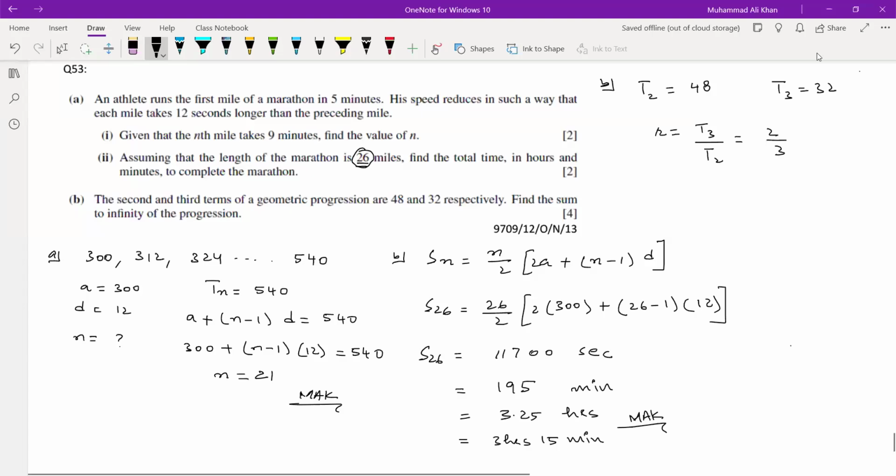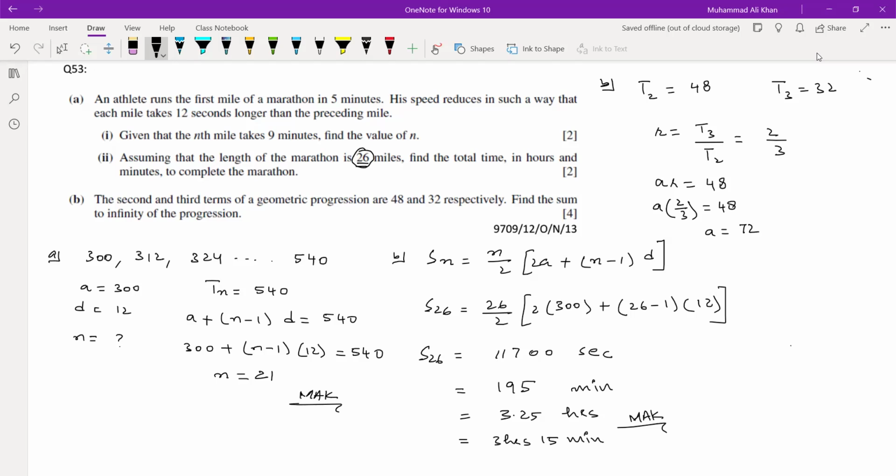नाउ अब आइए सेकेंड टर्म को मैं क्या लिख सकता हूं. T2 इज इक्वल टू 48 को क्या मैं लिख सकता हूं? AR इक्वल टू 48. द सेकेंड टर्म इज 48. इट्स अ ज्योमेट्रिक प्रोग्रेशन. नाउ कॉमन रेशियो हमारे पास मौजूद है 2/3, AR equal to 48. What is the value of A? The value of A is 72.